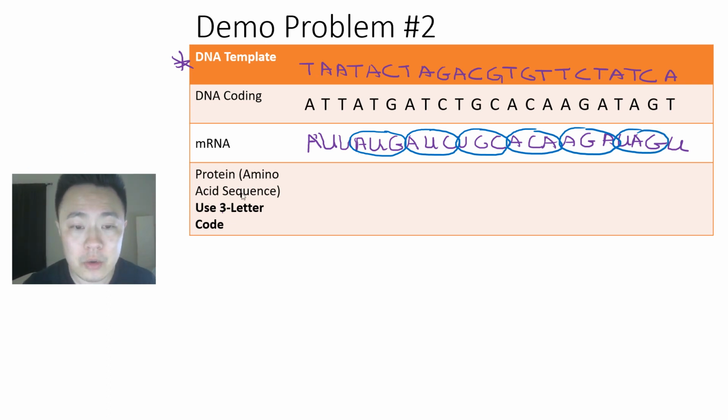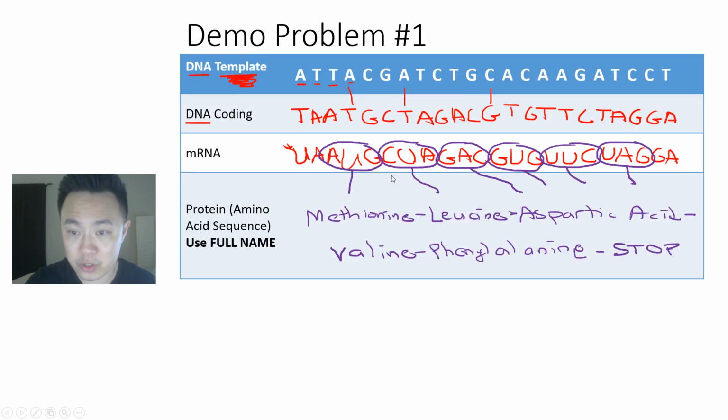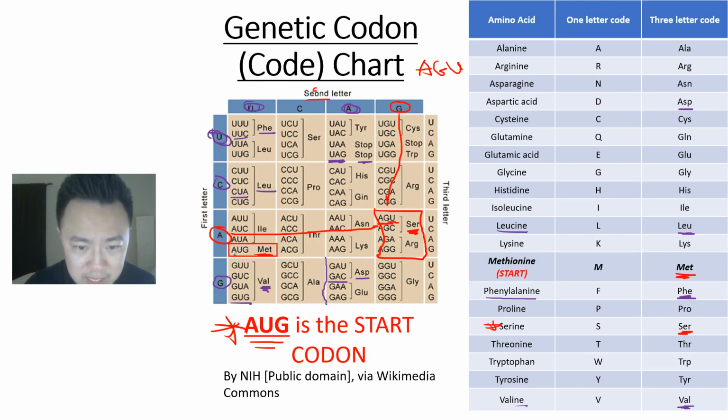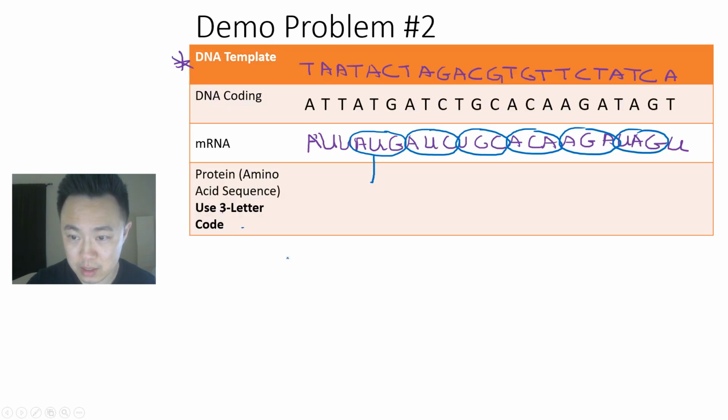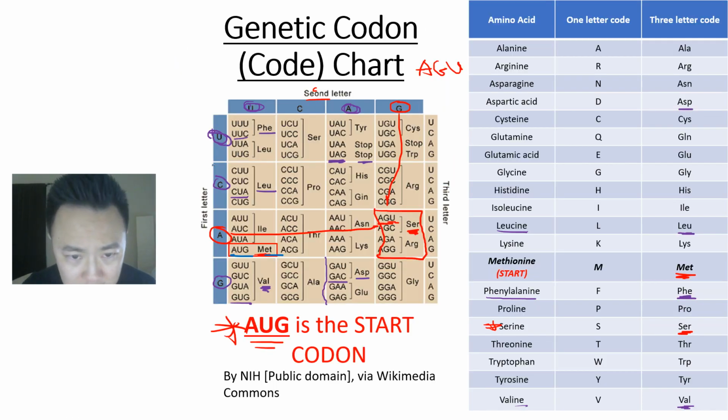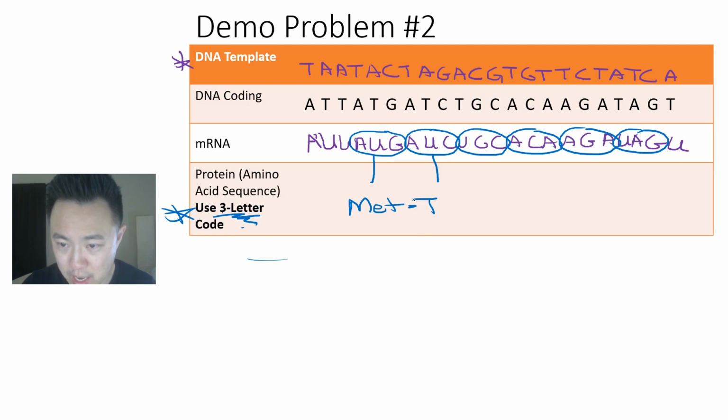All right. So now in this protein sequence, it wants me to use a 3-letter code this time. So AUG, what's that? According to our chart here, AUG is methionine. So it's MET. Let's write MET down. Again, we are using the 3-letter code. Dash, what's AUC? Here's A, U, and C. It's ILE. Okay. Let's write that down. ILE.